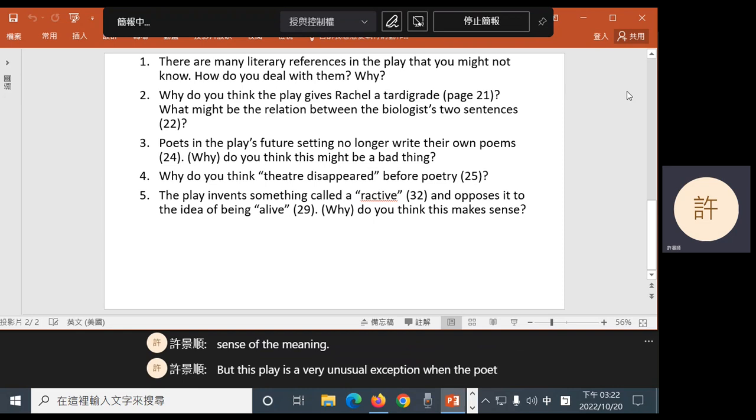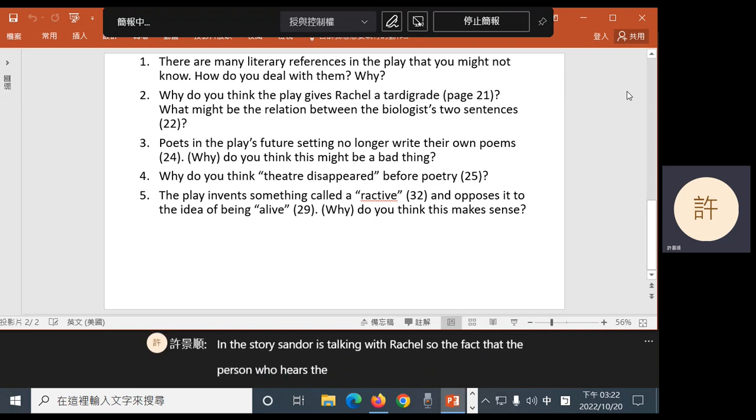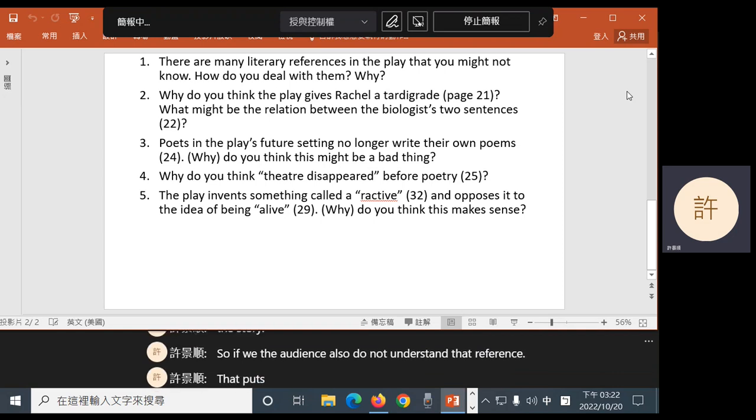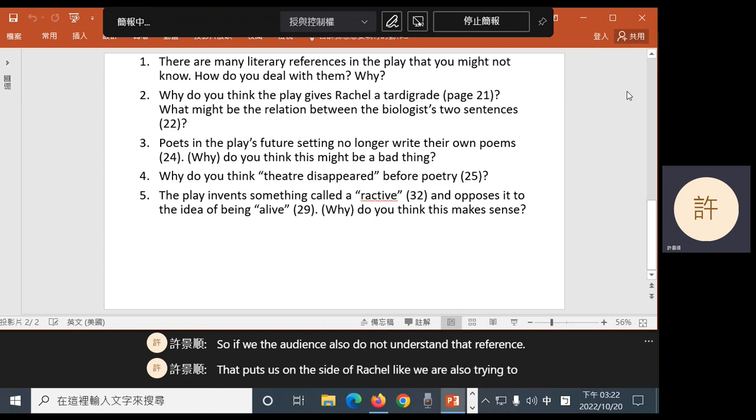When the poet Sandor recites poetry, Rachel does not understand. In the story, Sandor is talking with Rachel. So the fact that the person who hears the poetry does not understand is part of the story. So if we, the audience, also do not understand that reference, that puts us on the side of Rachel. Like, we are also trying to figure out what Sandor is trying to say. If Sandor is a successful communicator, then we would not have to look up the poetry in order to understand what he is saying.